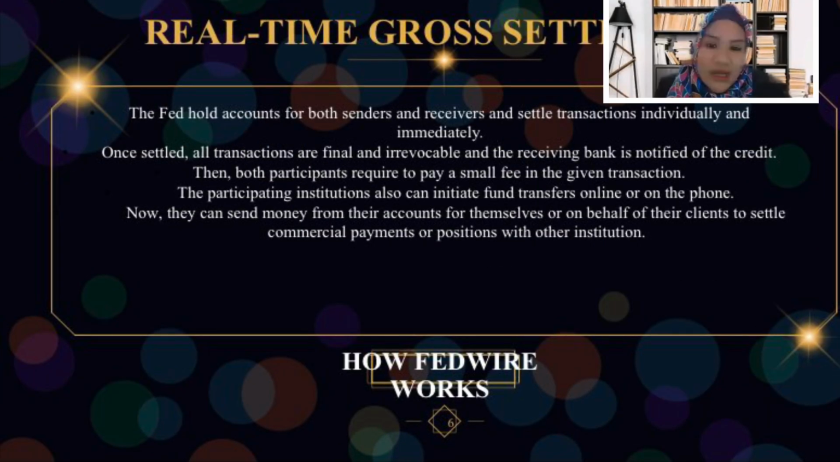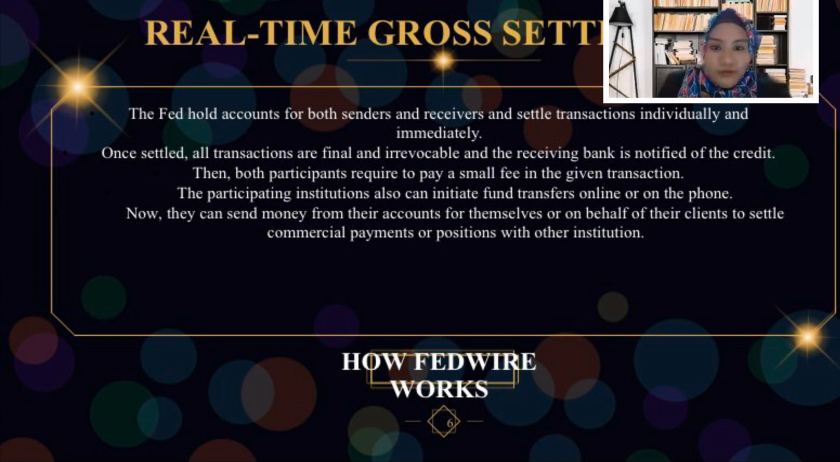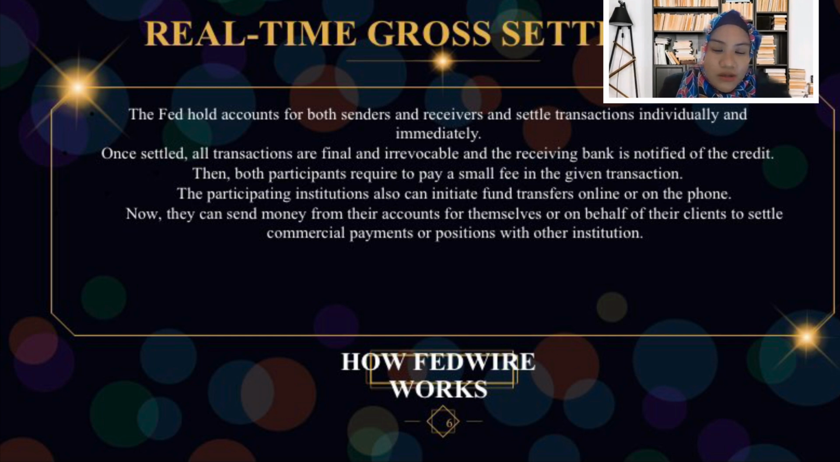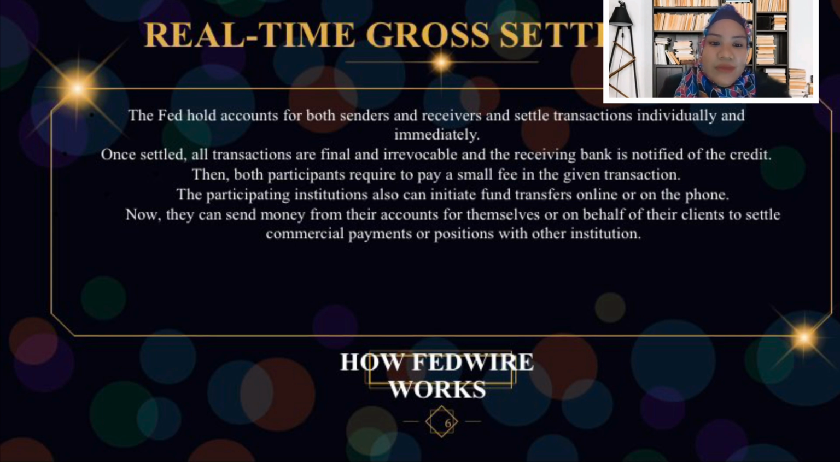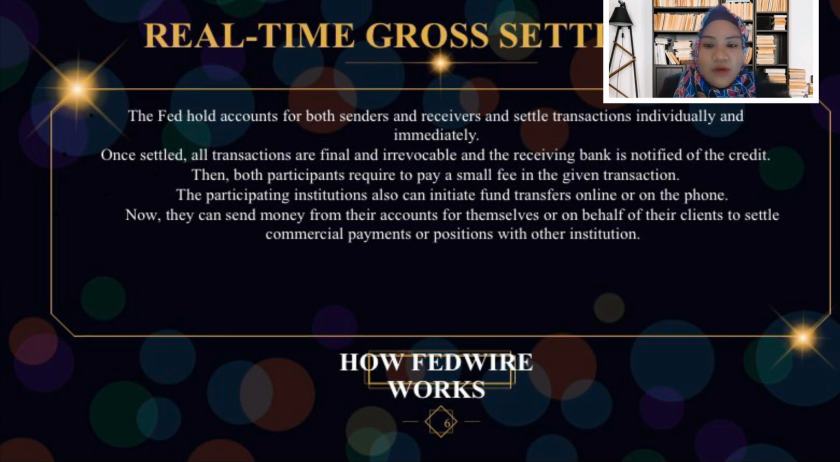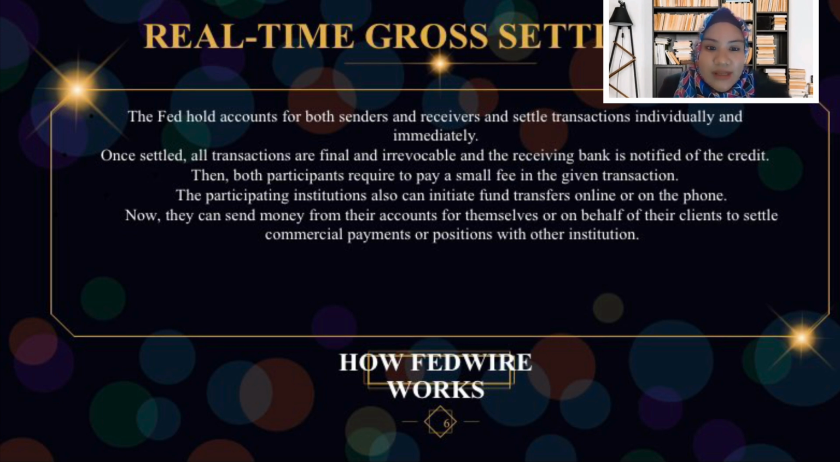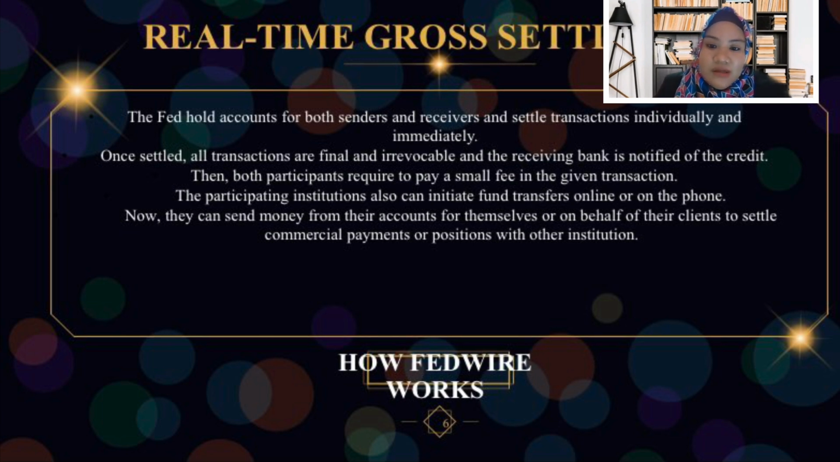So for this Fedwire, how does it work? For the process, first, the Fed will hold accounts for both senders and receivers and settle transactions individually and immediately. Once it's settled, all the transactions are final and irrevocable, and the receiving bank is notified of the credit. Then both participants are required to pay a small fee.